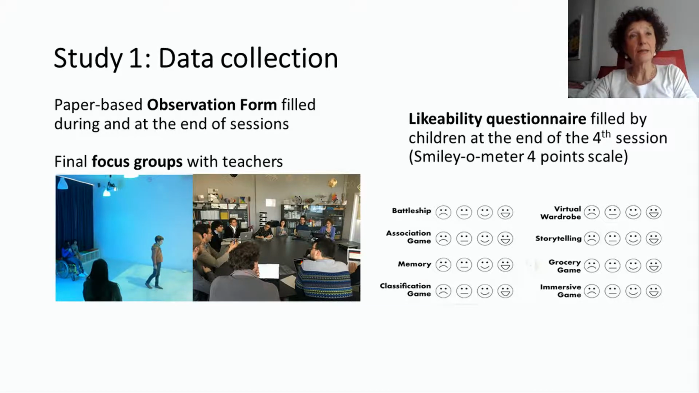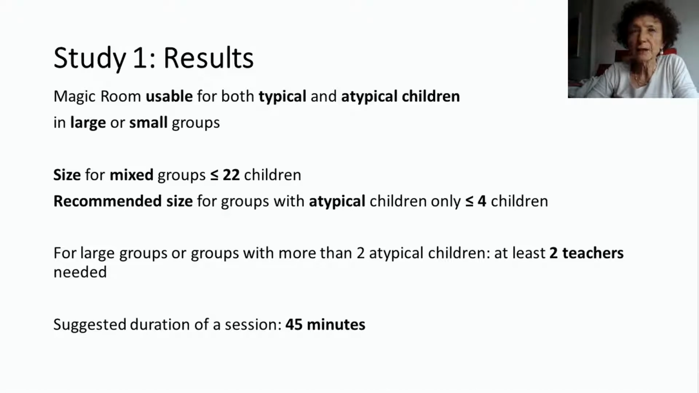The observation during the sessions indicated that both children without disability and children with disability interacted easily with the digital and physical contents of the Magic Room, and had no problem in performing the required gestures, movements, and manipulations. The focus group with teachers supported this observation and provided additional insights. Teachers suggested that groups with atypical children only should include no more than 4 subjects, while mixed groups could be much larger, up to 22 children, that is the entire class in Italy.